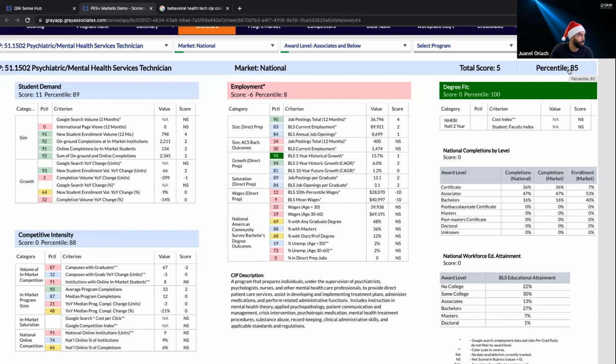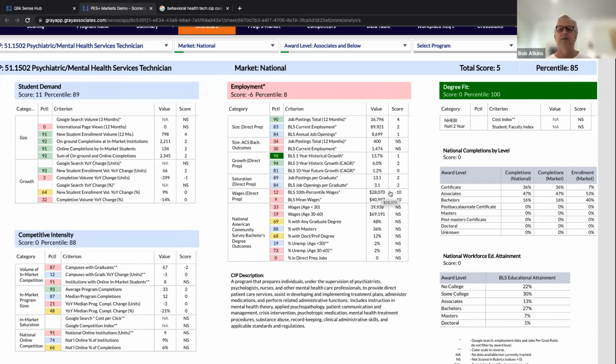And now we're going to see that in the employment, we're still seeing that same narrative, but where the negative is really striking is going to be in the direct prep wages. For something like 10th percentile wages, which we use as a proxy for entry level wages, $28,000 is actually resulting in a -10.